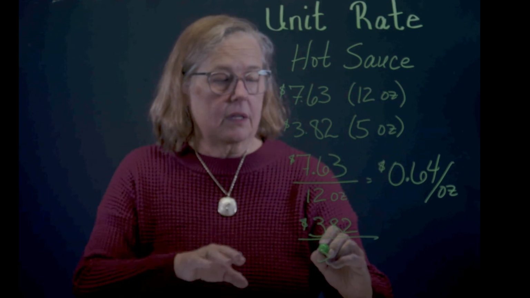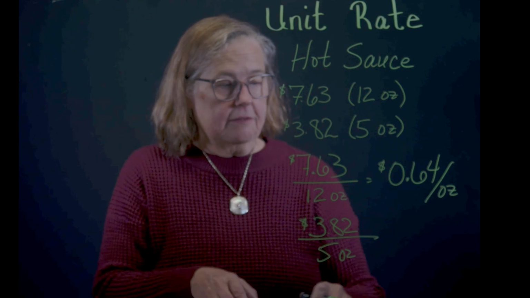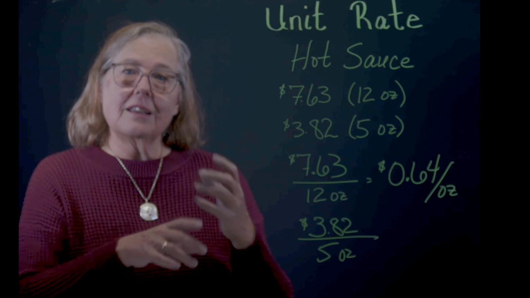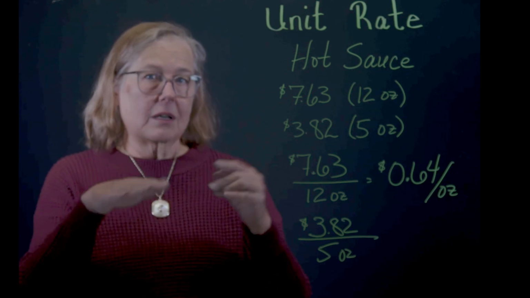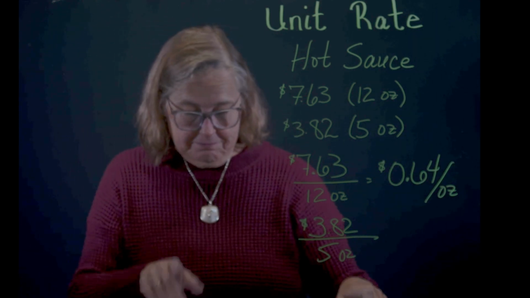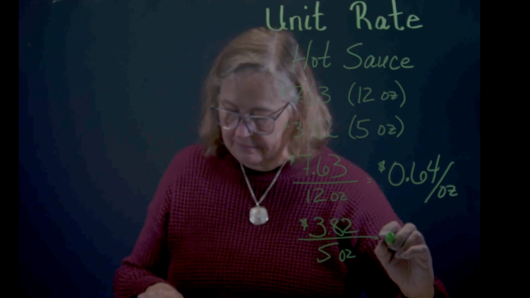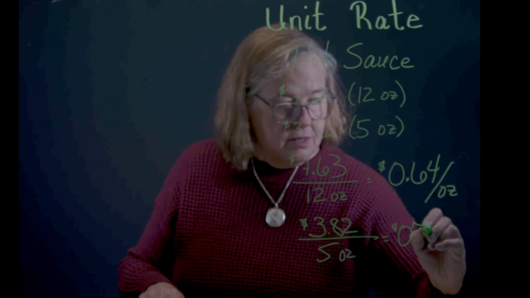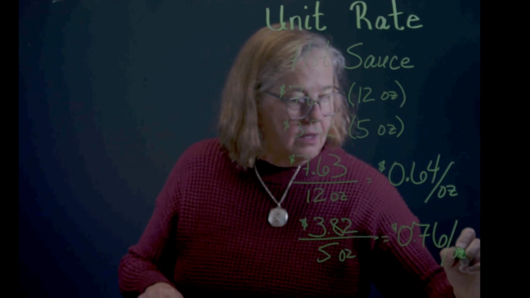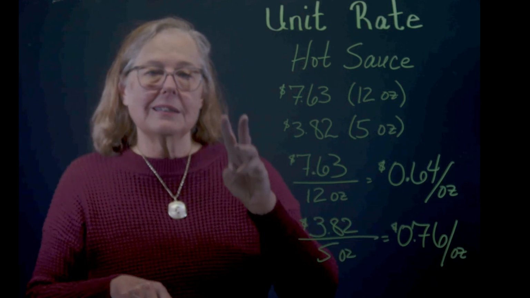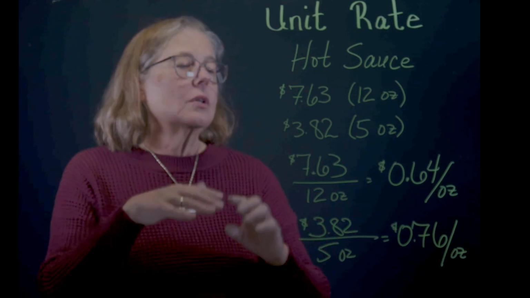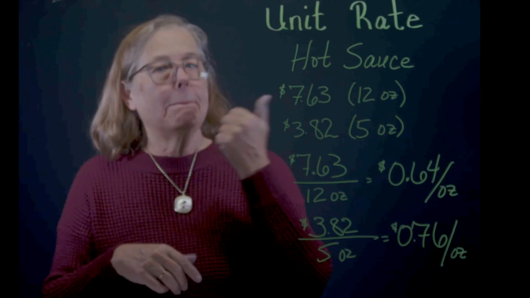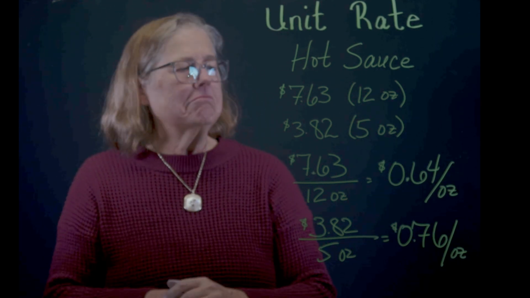Okay, on the bottom we'll put 5 ounces. So how much is that? Grab your calculator. Top divided by the bottom. And what does that equal? Oh, that's 76 cents per ounce. All right, so which one is less expensive? Right, the big bottle. It is a better buy. Hey, good job.